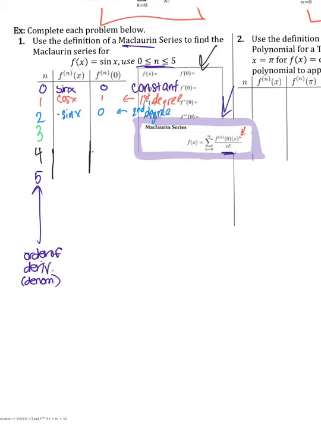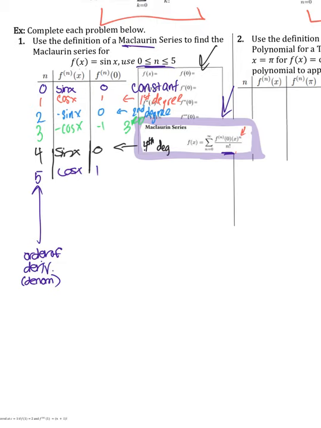Go ahead and pause the video and fill in the rest of this table. So you're going to be taking derivatives in the middle column and plugging 0 into those derivatives in the last column. So here we are. Our table is now filled in. Go ahead and pause the video and check that you have your table filled out correctly.